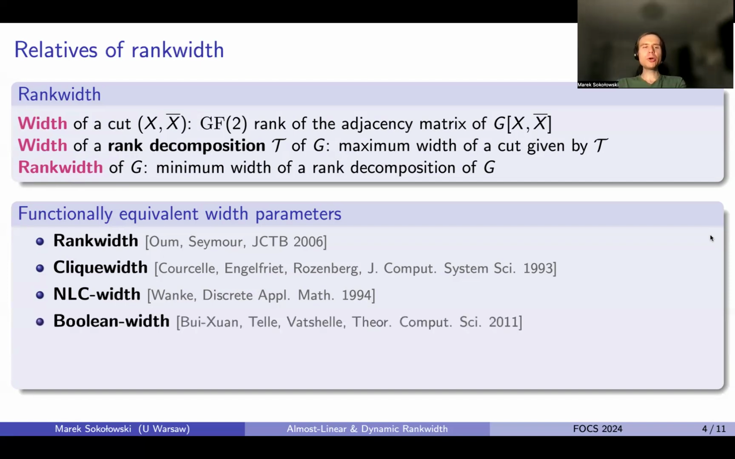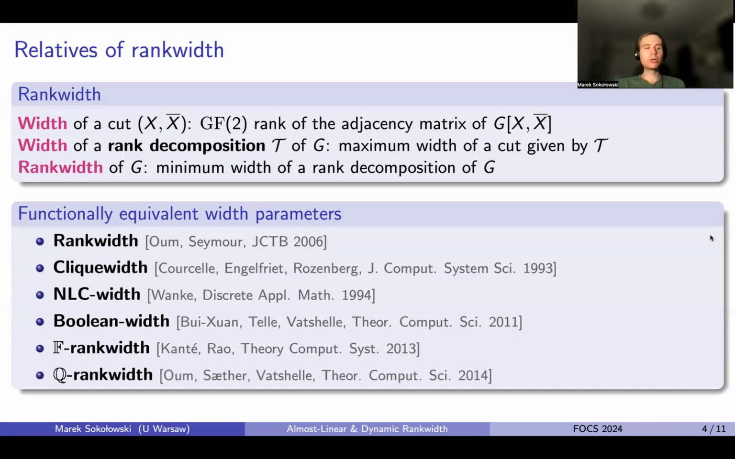And we have a few notions that are similarly defined as rank width, but with the binary rank of the adjacency matrix replaced by slightly different notions. For instance, we have Boolean width, and we have F-rank width, where we replace the binary field with an arbitrary field. In particular, we could use the field of rationals instead of the binary field.